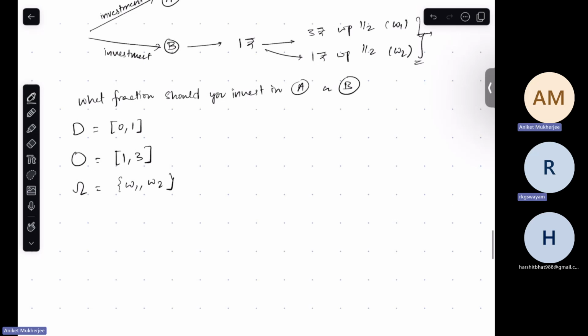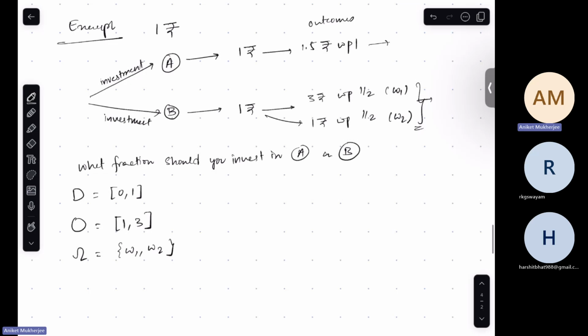What is omega 1 and omega 2 here? Omega 1 and omega 2 mean the outcomes. Suppose you invest everything in A, then you know that you'll get 1.5. There is no uncertainty there. But in the system, someone is flipping a coin and saying that, oh, I've gotten heads, so I get 3. I've gotten tails, I get 1, irrespective of whether you have invested in B or not. So that is an uncertainty in the system. I hope that is clear.